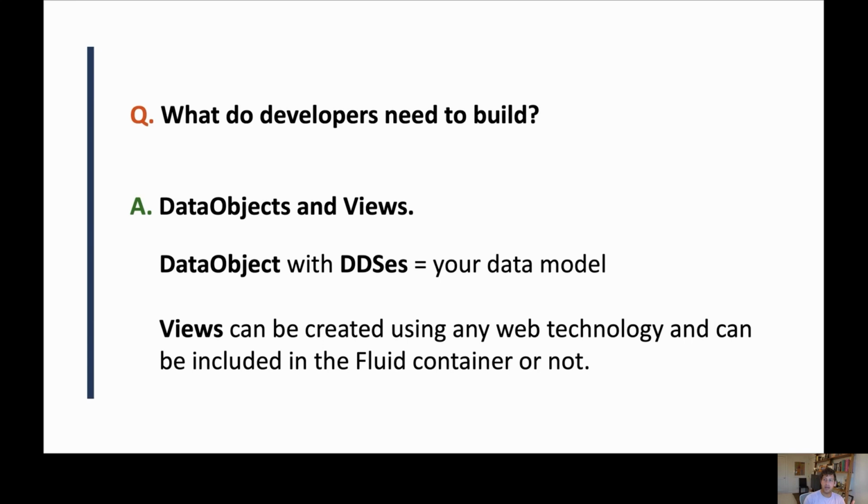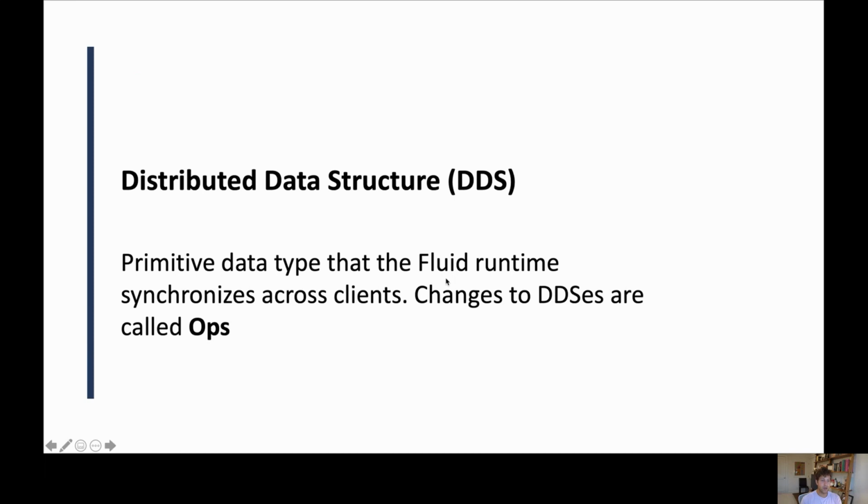Most of your time is going to be spent working with the DDSs and the data objects. So let's take another second to look at those two key parts of the Fluid ecosystem. You've got your distributed data structures. These are the primitive data types that the Fluid Framework uses to synchronize state across clients.